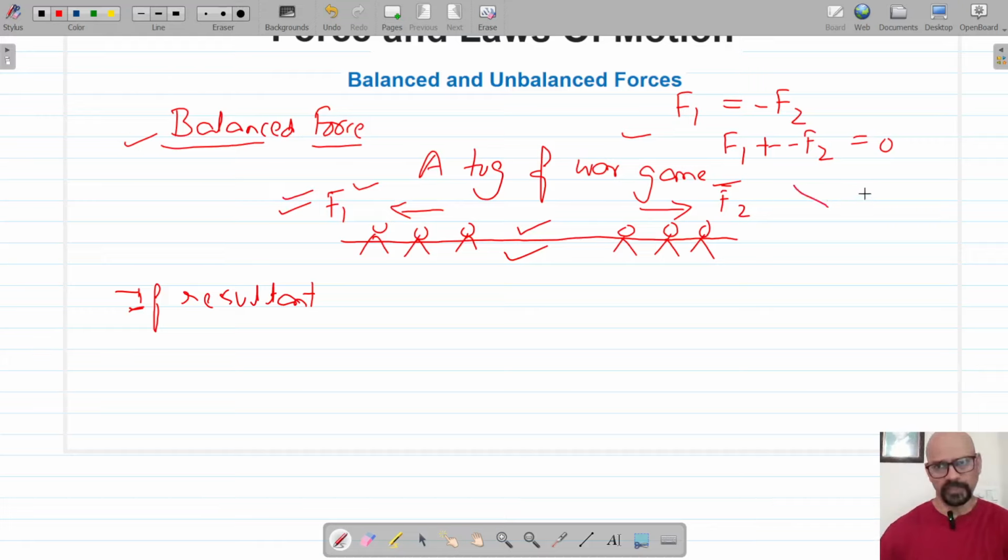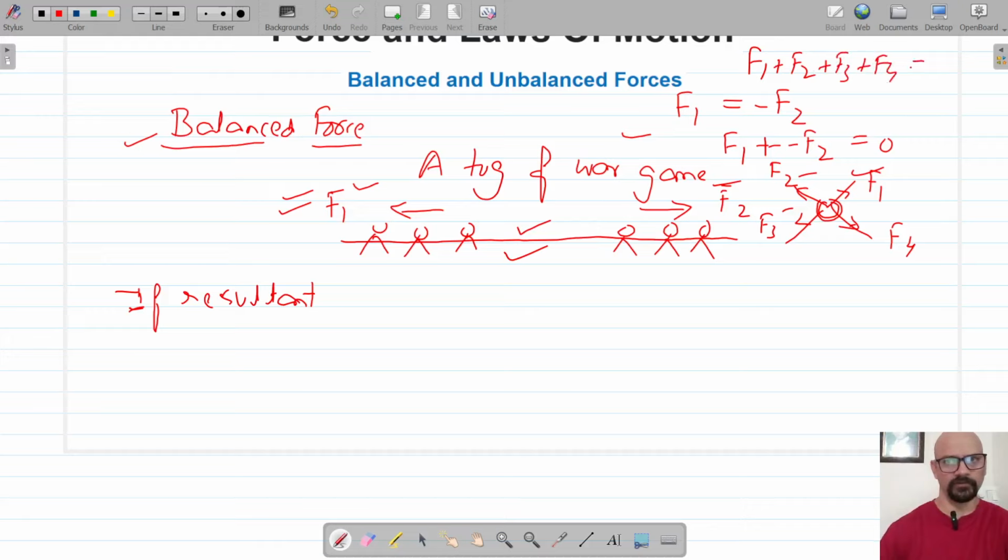So let's say we have a number of forces acting at a point on this object. Let's say F1, F2, F3, and F4, and this object does not move. So that means the resultant of all these forces, that is F1 plus F2 plus F3 plus F4, is zero. So the resultant of these forces is the balanced force.